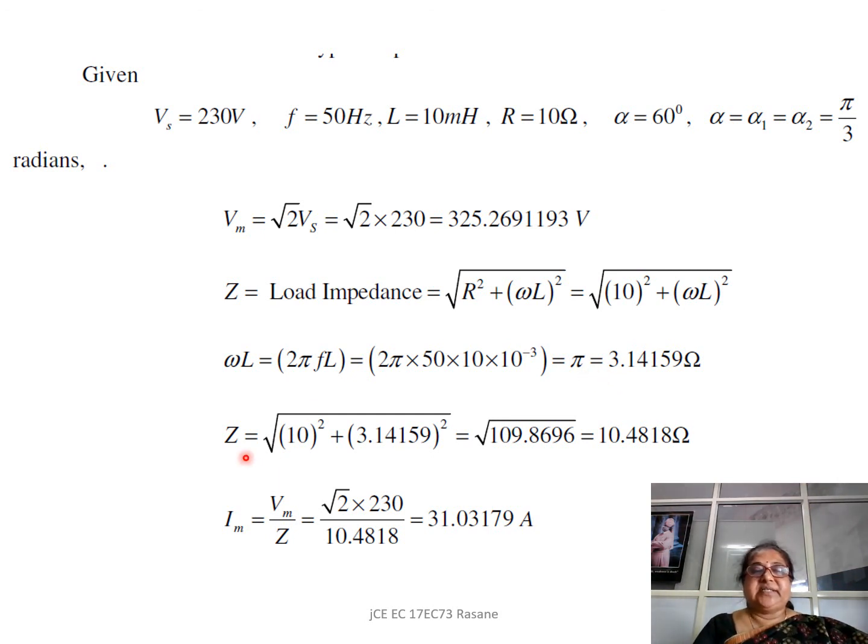Similarly, I can evaluate the Z value by substituting 10 squared plus omega L squared. Omega L I got as pi, so with the whole thing squared, I'm getting Z value as 10.4818. They have asked what is the maximum value, Im equal to Vm by Z. We know Vm is root 2 into 230, divided by 10.481, and I get the value of Im as 31.03179 amperes. Please evaluate it so that you can calculate the value correctly.